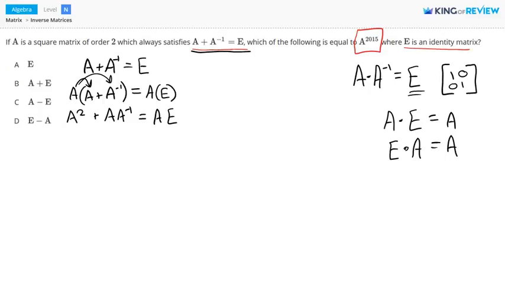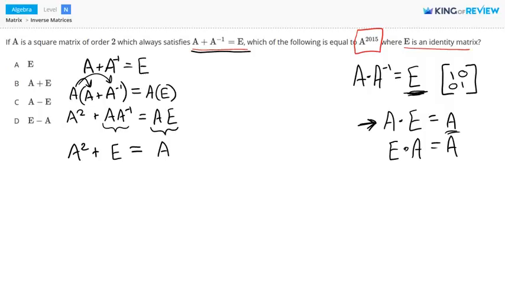So let's look at our problem over here. Here we have A times its inverse. So we know that that must equal the identity matrix. And here we have A times the identity matrix. So that follows this situation here. So we know that this must equal A, because a matrix times an identity matrix equals the original matrix A. So we have A squared plus E equals A.